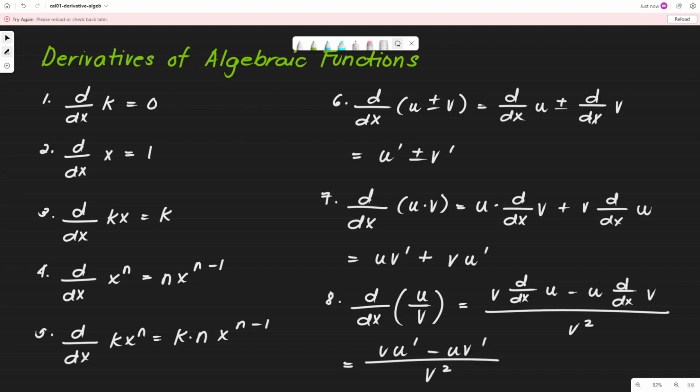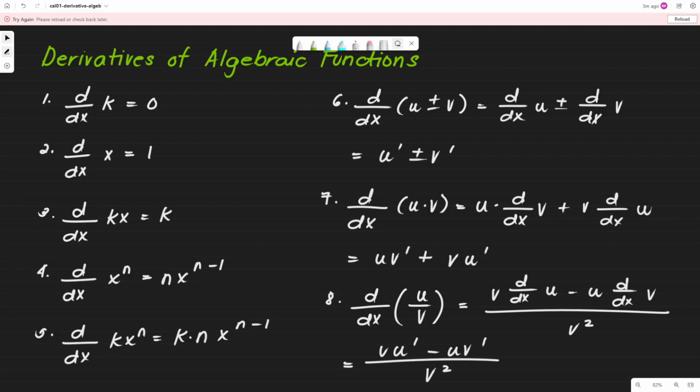Then for multiplication, we have the derivative of two functions multiplied to each other, u times v. That is equivalent to u times the derivative of v plus v times the derivative of u, or simply u times v prime plus v times u prime. Commutative naman yan, guys, kung ano yung mauna dun sa dalawa, okay lang. Pero I suggest you follow this format para hindi masyadong nakakalito.